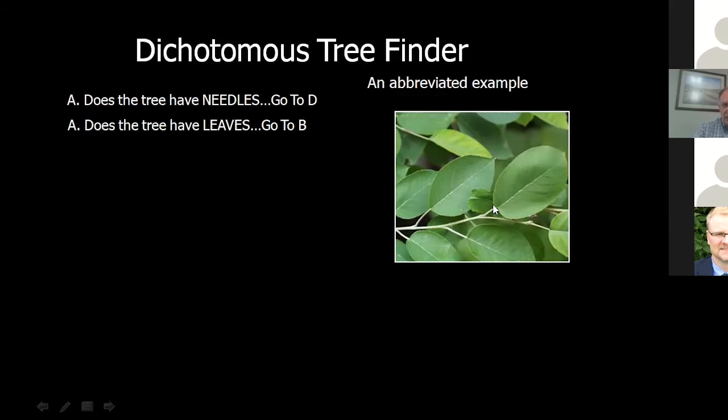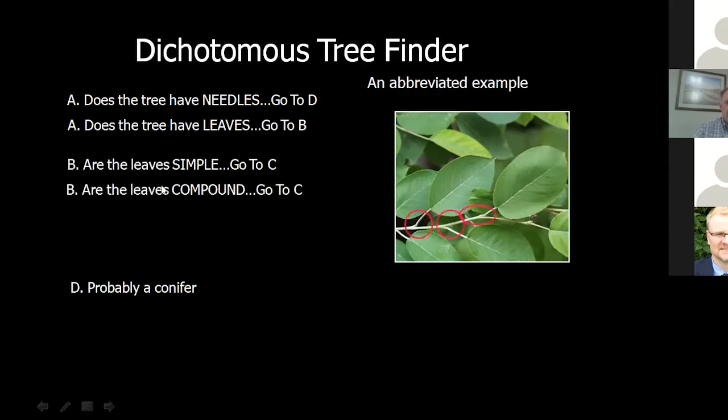Does it have needles or leaves? Well, it looks to me like it has leaves. If it had needles, most likely it would be a conifer, but it says it's B, it has leaves. Let's go down to B. B says, are they simple or compound? And I have made a circle around, here's a bud, there's a bud. And then here's the blade. I think the next, yeah, there's the blade right there.